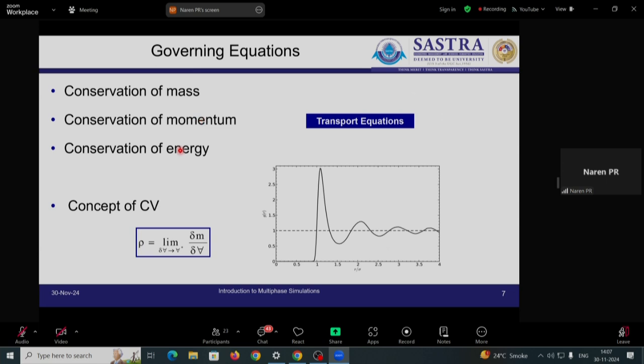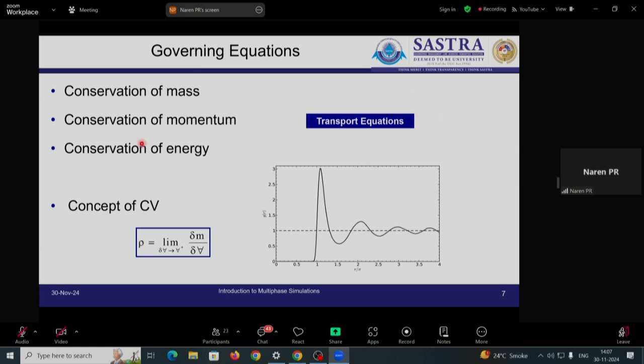Obviously, if there is a thermal difference or a temperature distribution, we solve the conservation of energy. And if there are reactions, we solve something called species transport, which I have not written here. All these are called the transport equations.